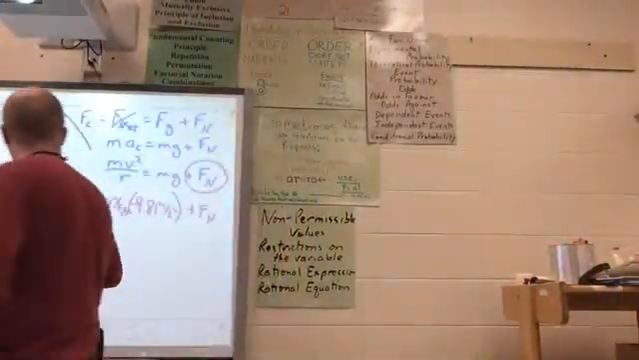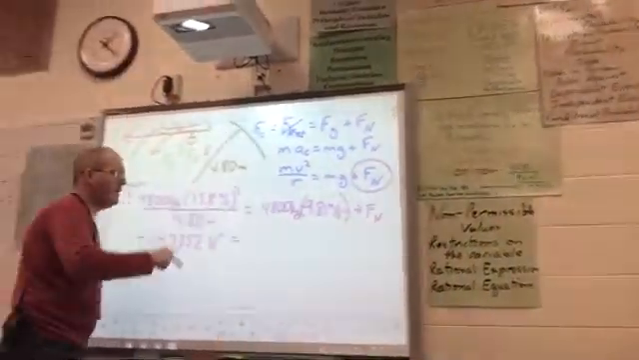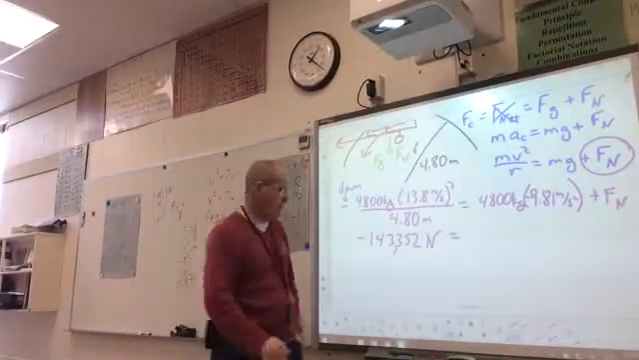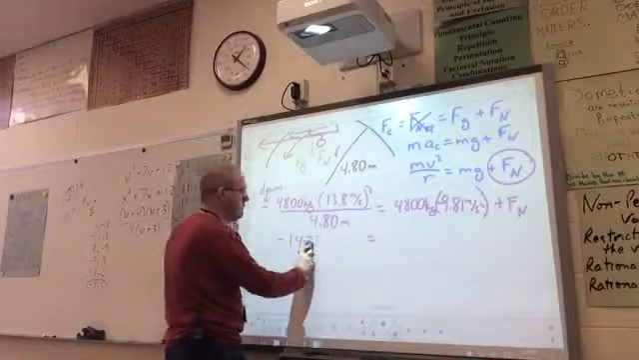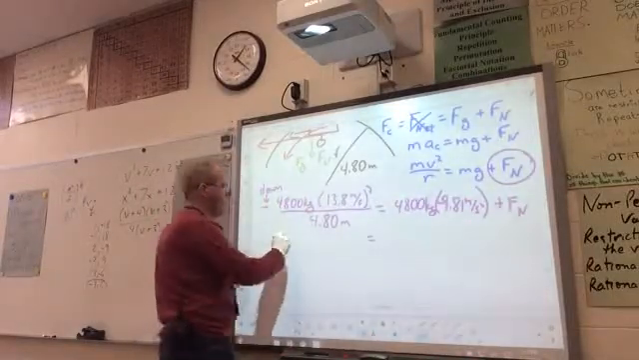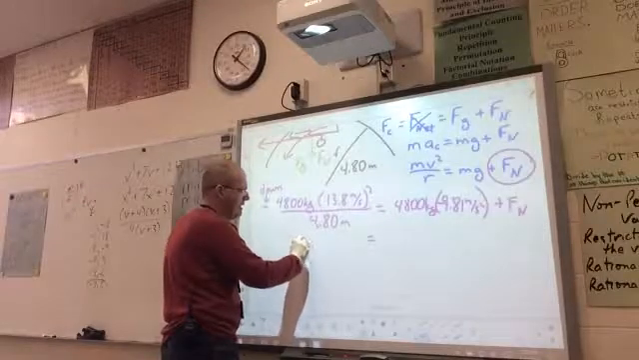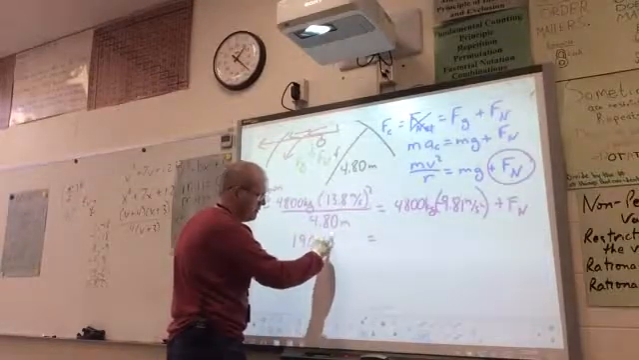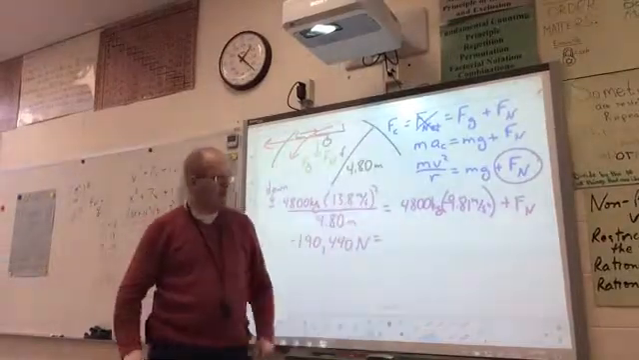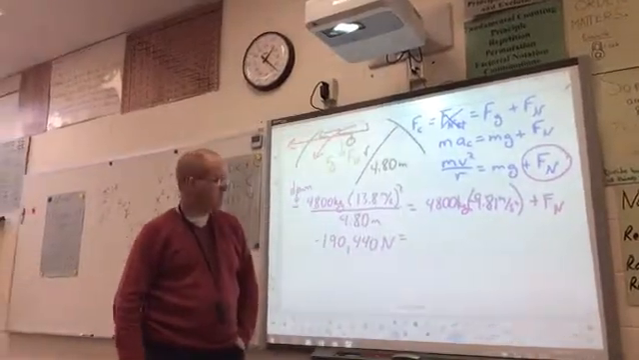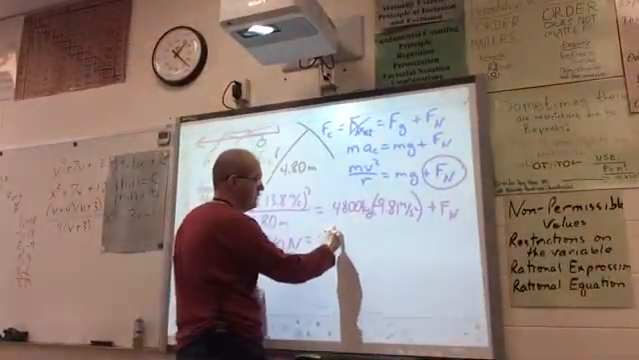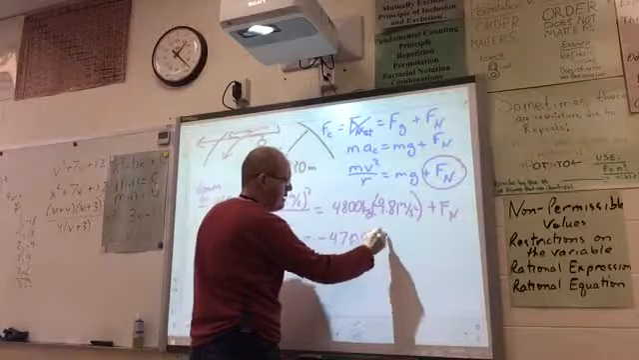Okay. Now, 4,800 times 9.81 is? It's a little off. All right. One more time. 190,000. That should be negative. All right. What's force of gravity? Negative 47,088 newtons.